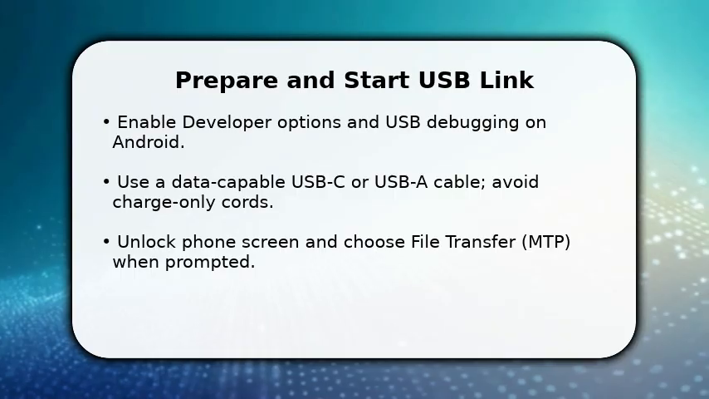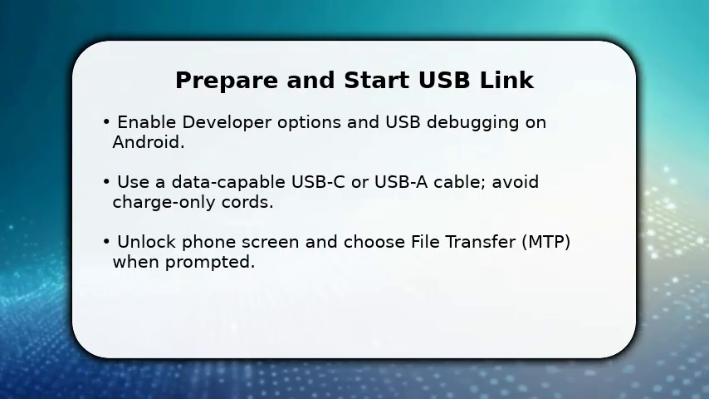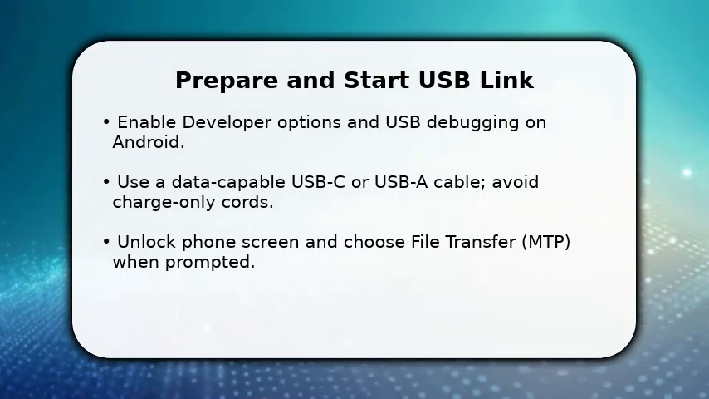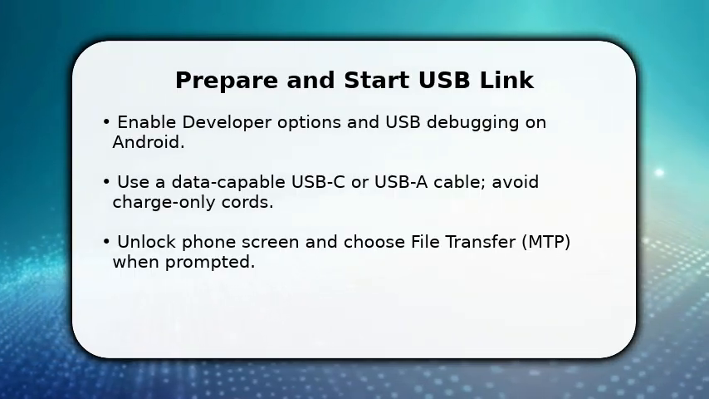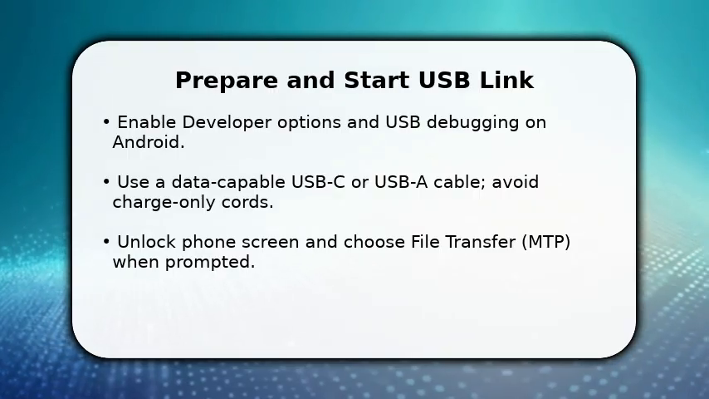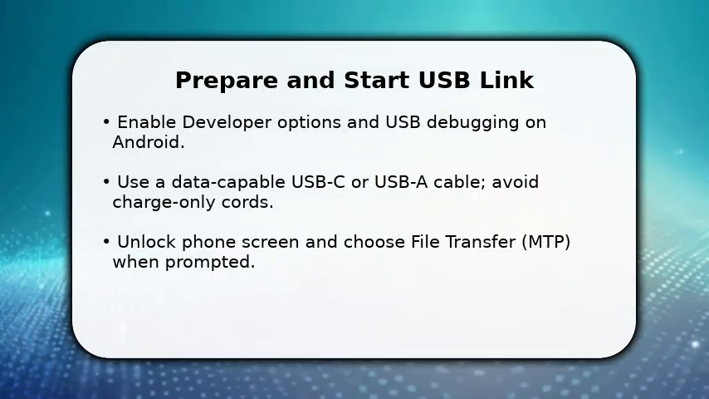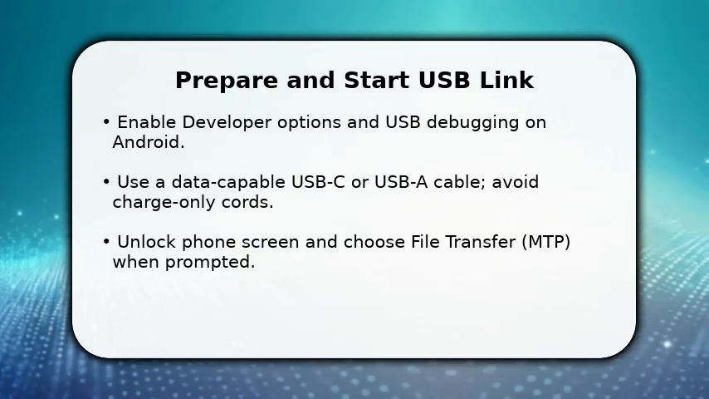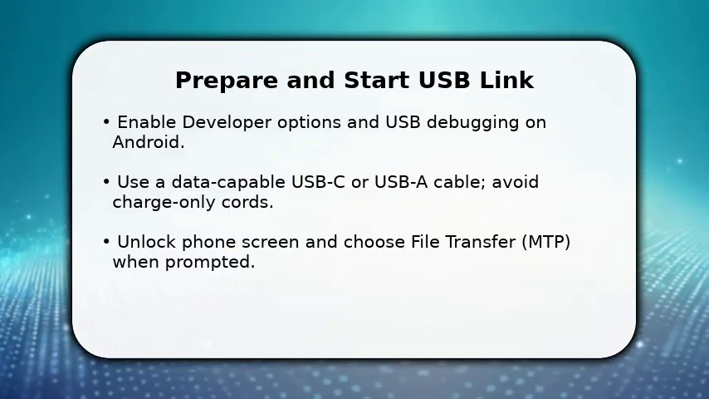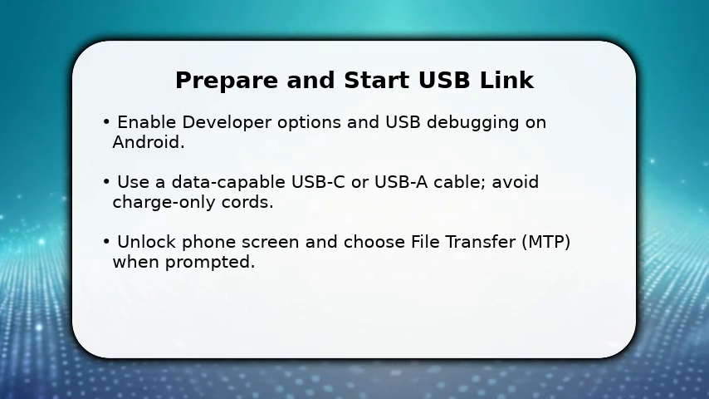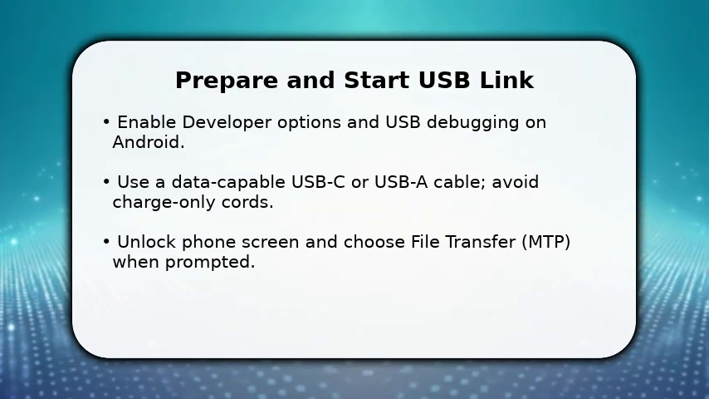Once done, plug a data-capable USB cable into phone and PC. Do not use a charge-only cable because it won't expose files. When your phone prompts, pick File Transfer or MTP. This lets Windows or Mac OS access storage. Make sure the phone stays unlocked while you confirm the connection on the computer.